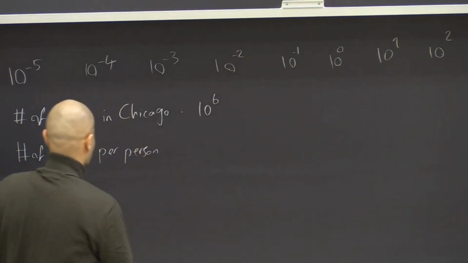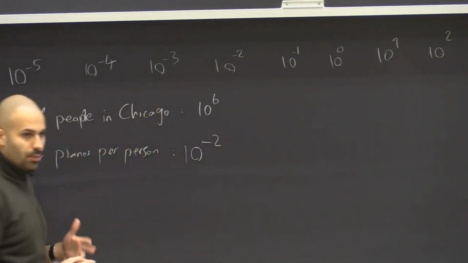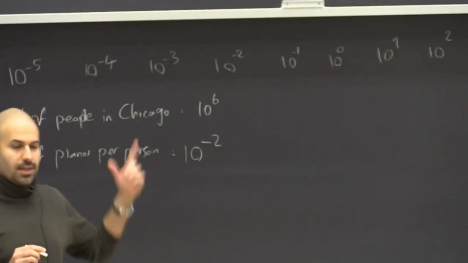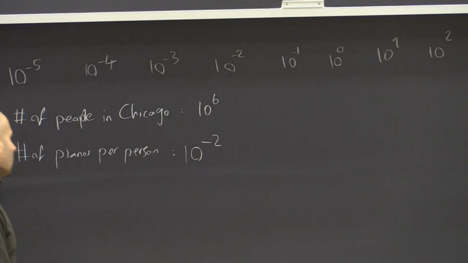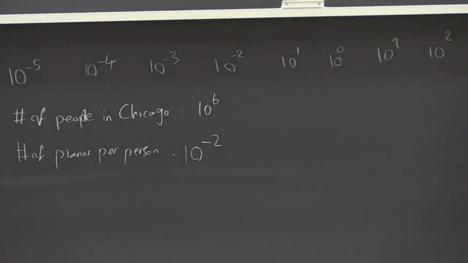That's the interesting part. So number of pianos per person, 10 to the minus 2, meaning one piano per 100 residents of Chicago. All right. So then we can think of maybe how many times each piano needs to be tuned per year.